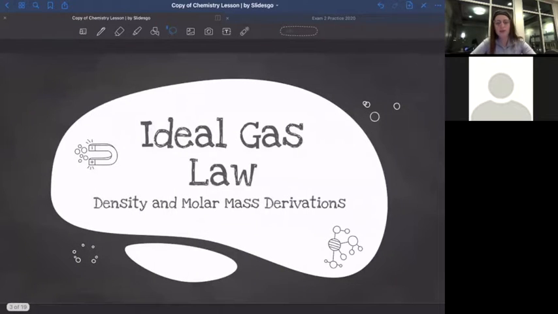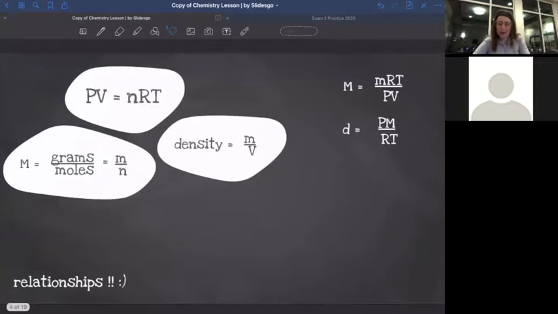So to start with, we talked about ideal gas laws in the previous lecture. In this lecture, we did more of expanding this into derivations relating to density and molar mass. So that's what I'm going to be talking about.